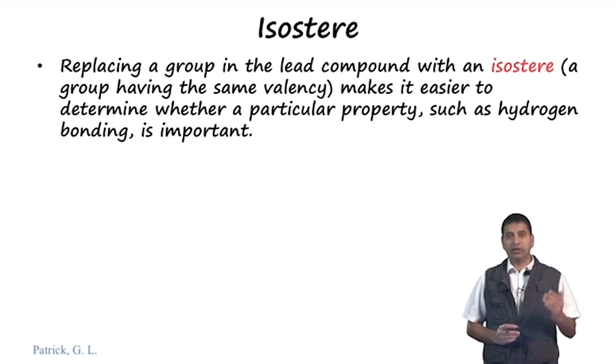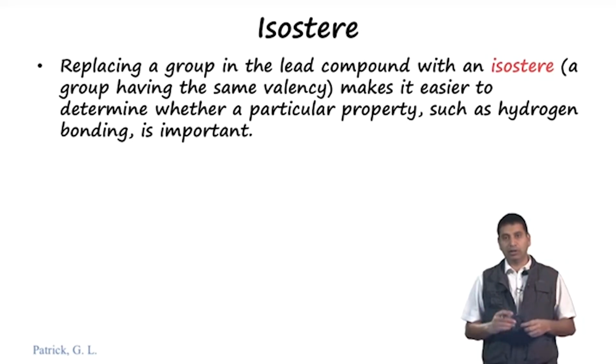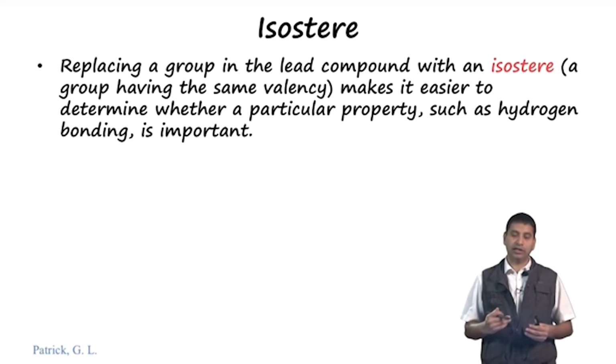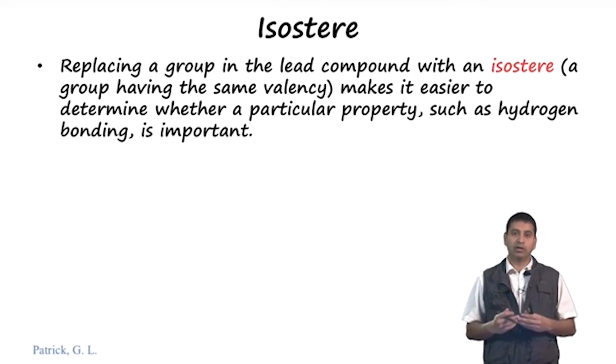And so replacing a group in the lead compound with an appropriate isostere will help us optimize the drug target interactions. So if hydrogen bonding is going to be quite important, then we may want to put in a group that will enhance hydrogen bonding and so on.